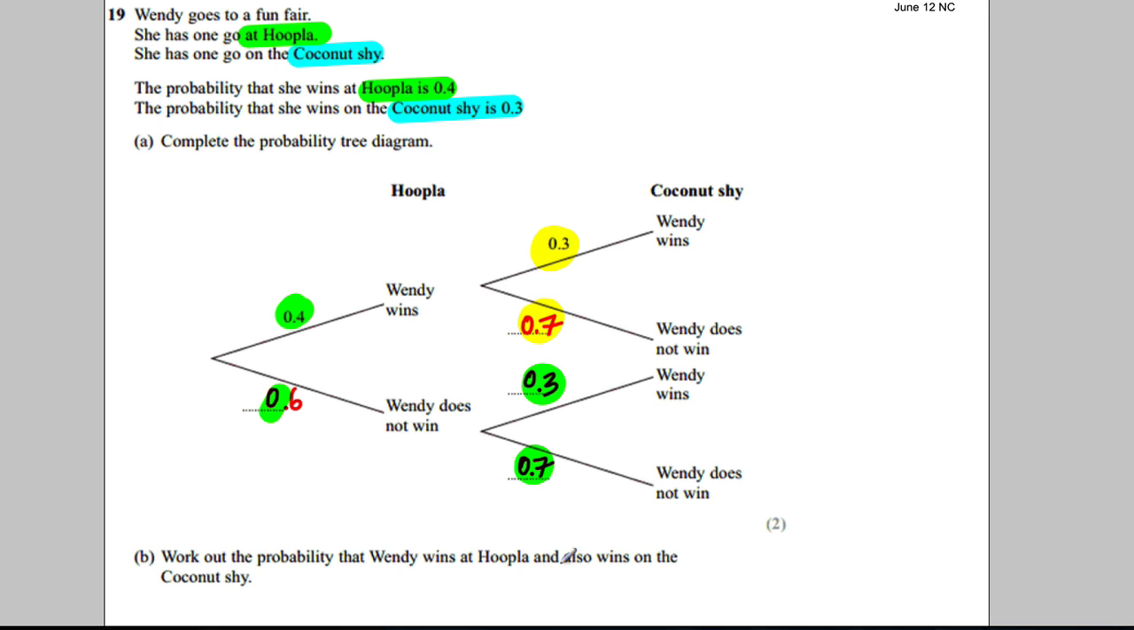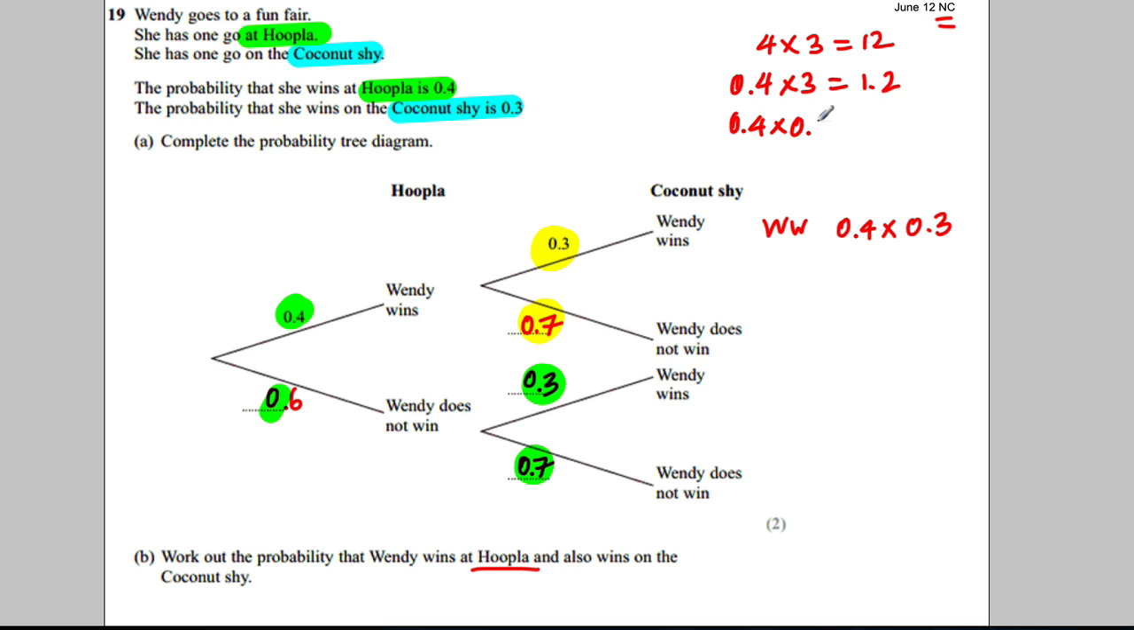Then it says, what's the probability she wins Hoopla and wins Coconut Shy? So we're looking for a win-win. It's 0.4 multiplied by 0.3. 0.4 multiplied by 0.3 is a non-calculator paper. So what we could do is 4 multiplied by 3 we know is 12. So 0.4 multiplied by 3 must be 1.2. So 0.4 multiplied by 0.3 is 0.12. So 0.12.